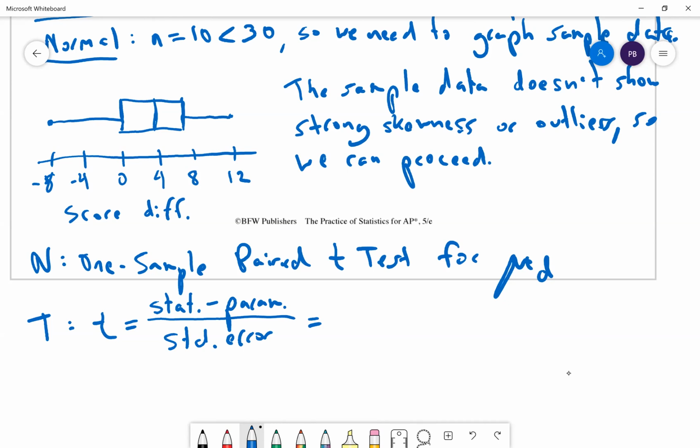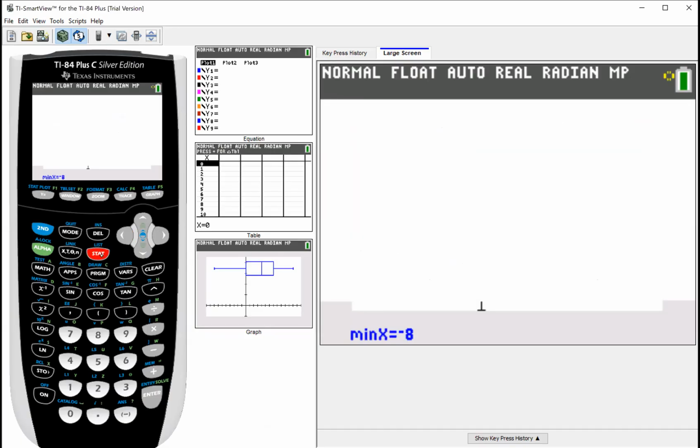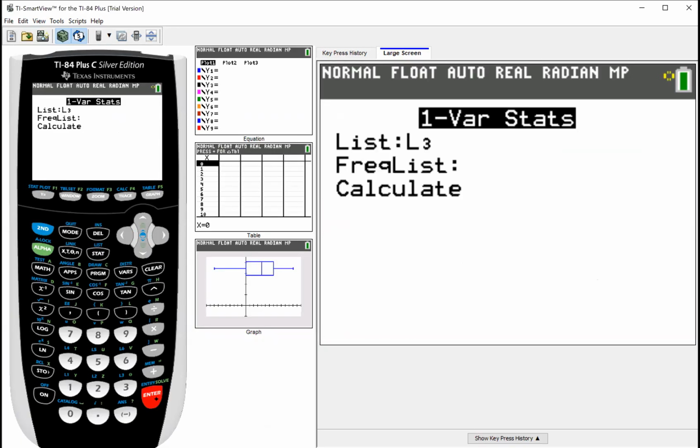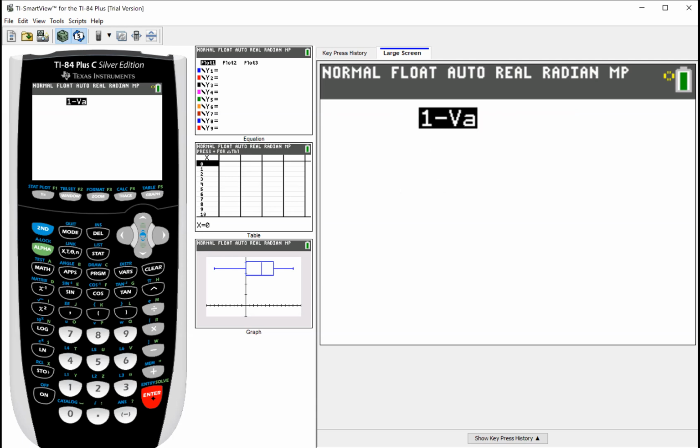So the statistic in this case, that's going to be the mean difference in this sample. And we can get that from the calculator. So let's go ahead and get that information from the calculator. On the calculator, I'm going to go to stat, calc, one var stats. And here I want to make sure L3 is plugged in for list. So second 3, mine was already there, so we're okay, and go down to calculate and enter.